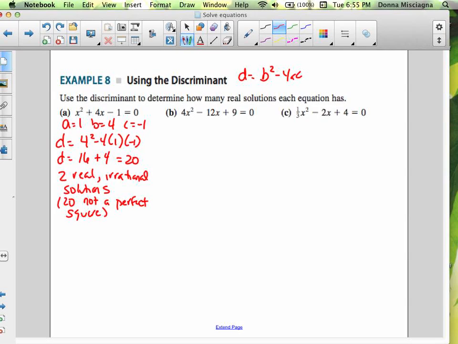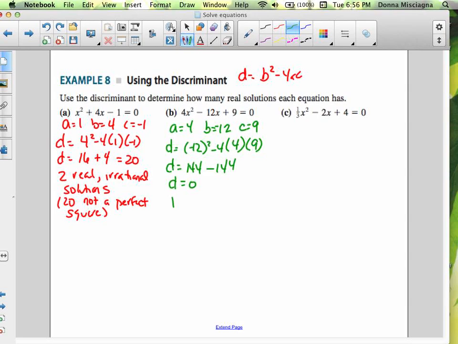Let's try the second one. All right, so we have a equals 4, b equals negative 12, and c equals 9. So the discriminant is negative 12 squared minus 4 times 4 times 9. And that's going to be 144 minus 144, and that was 0. And so we have one real rational solution.